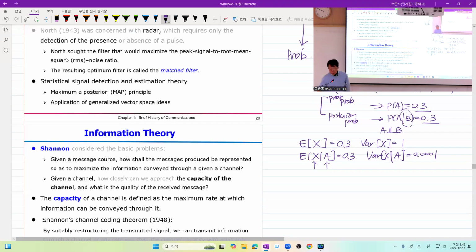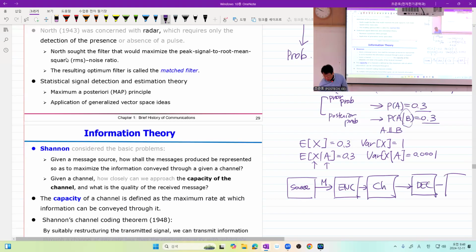Now in communications, suppose here is your source. The source generates some message, let's say message M. And here is your encoder, and here is your channel, and here is your decoder and sink. The decoder wants to estimate or guess what was the message originally sent by the source. And you have a channel that possibly introduces uncertainties. So this channel is not a simple mapping rule. It introduces uncertainty.